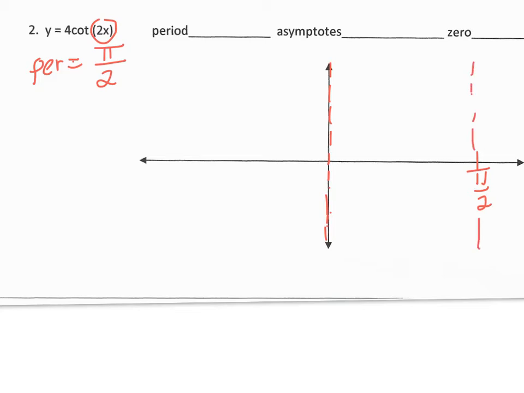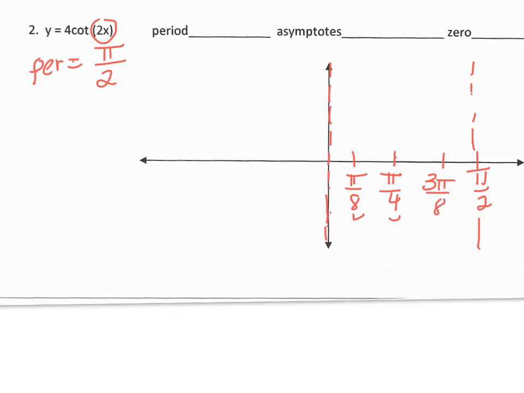So now I have to start cutting this graph in half. I'm going to cut it in pi over 4. And now if I cut a fourth in half, I get an eighth. And remember, they're all symmetrical. So 1/8, 2/8, 3/8, and then 4/8. Okay, so now I have it all labeled.